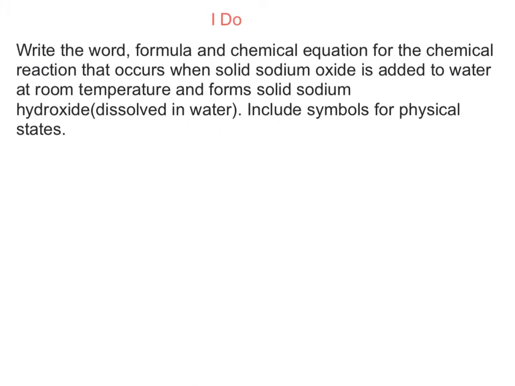Here's an example that I'm going to do. You can write it down or you can just watch. Alright, it says write the word, formula, and chemical equation for the chemical reaction that occurs when solid sodium oxide is added to water at room temperature and forms solid sodium hydroxide, which is dissolved in water. So, the first thing that we're going to do is write the word equation.